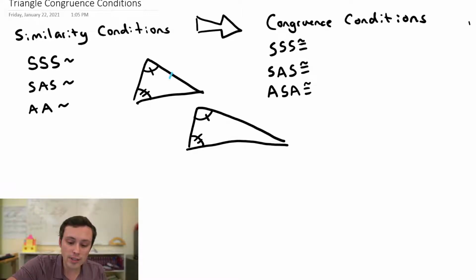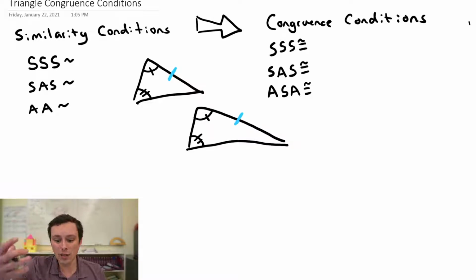It could be one of the sides that's not between the 2 angles. If we knew that these 2 sides matched, what matters is that they're in a corresponding position. So it could either be a side that's between the two angles or a side that's not between the two angles, as long as that's true in both of the triangles.